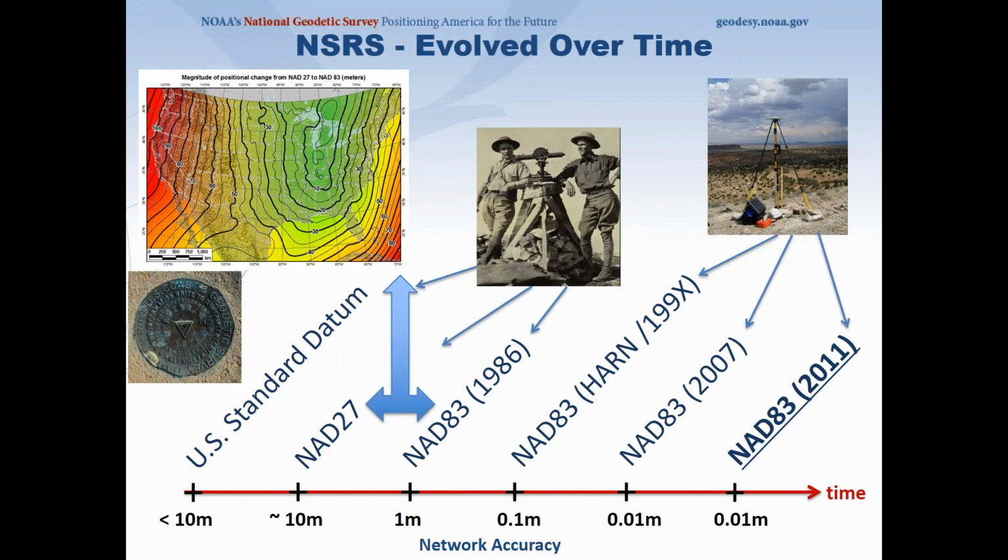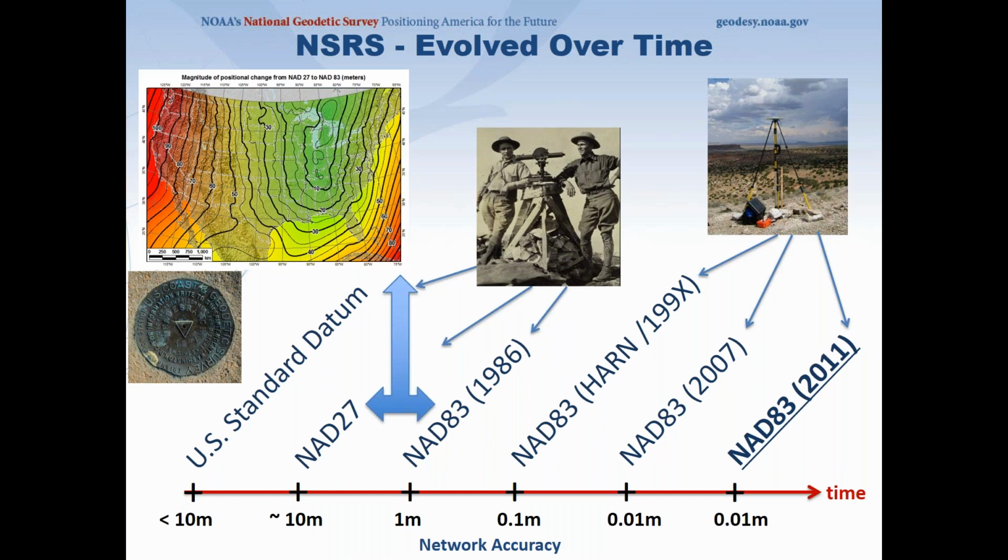The NSRS has evolved over the years. When we first started off in 1807, we used to have a datum called the US Standard Datum until 1927. You can see that the network accuracy was greater than 10 meters. Then in 1927, when we did a readjustment and surveying was getting better over the years since the 1800s, we say the network was accurate to about 10 meters.